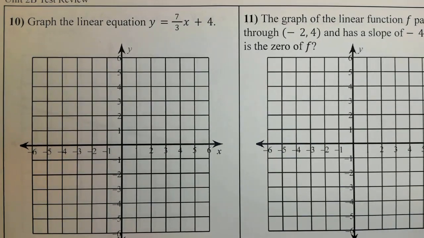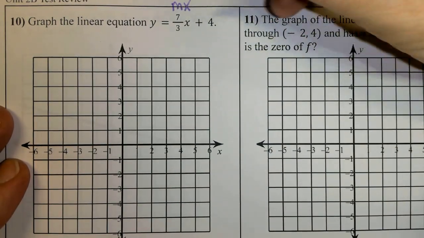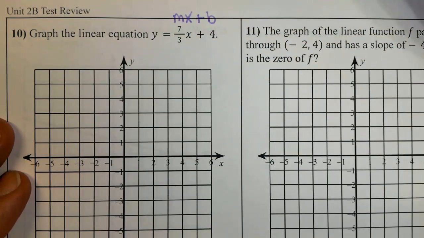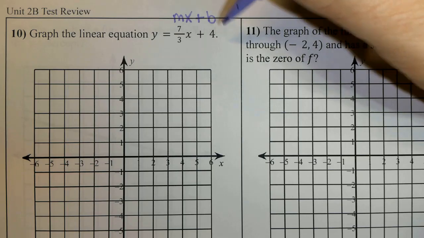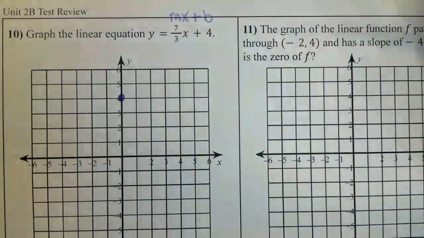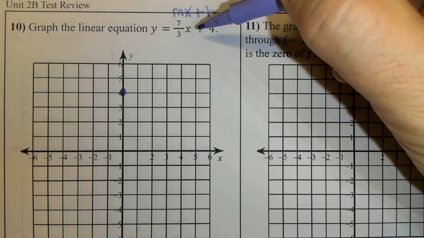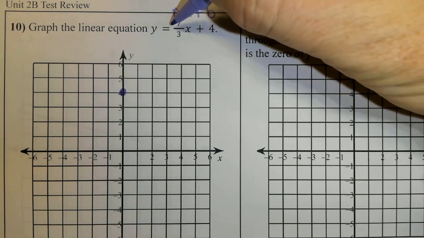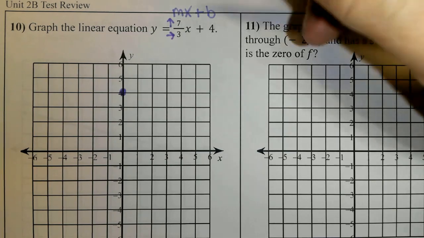All right, so number 10, I just want to graph the equation y equals 7 over 3x plus 4. Okay, well, if you label this, we know we have mx plus b, right? And I always begin with b, so I'm going to start with 4. And you always start on the y-axis. So I'm going to go up to 4, right here, put a point. Okay, so I start with b, then I use my slope. Because this slope is positive, that means I'm going to go up 7, right 3.